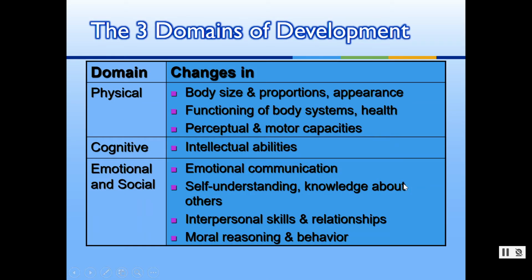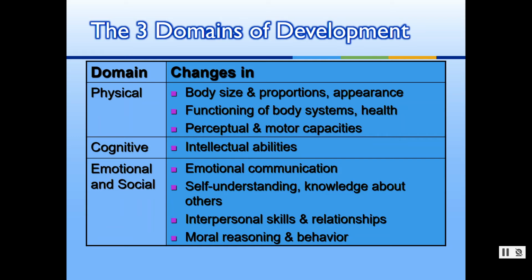And again, those three domains, especially in our textbook, are referred to as physical, cognitive, and emotional and social. So, when you think of domains, you want to think about how we change within those areas throughout our whole life cycle. So, physically, again, our body size, our proportion, our appearance, how our body systems function change as we get older. What about motor capacities? We'll talk about things like fine and gross motor. That falls under the physical domain.